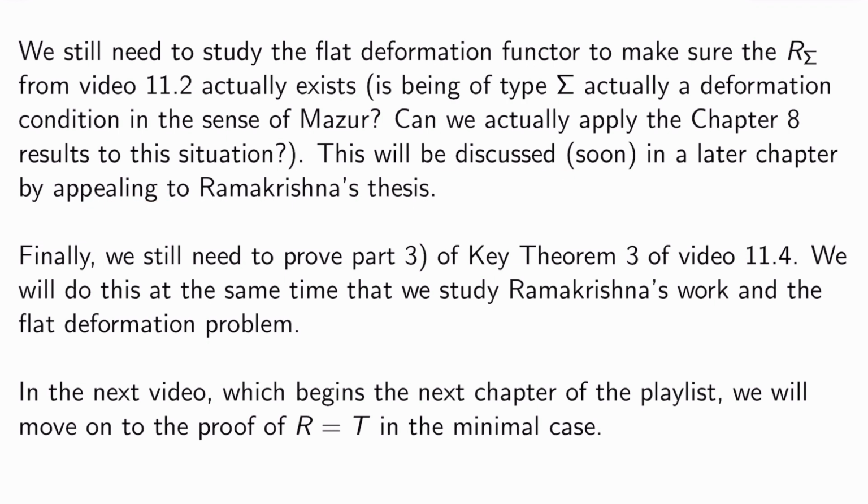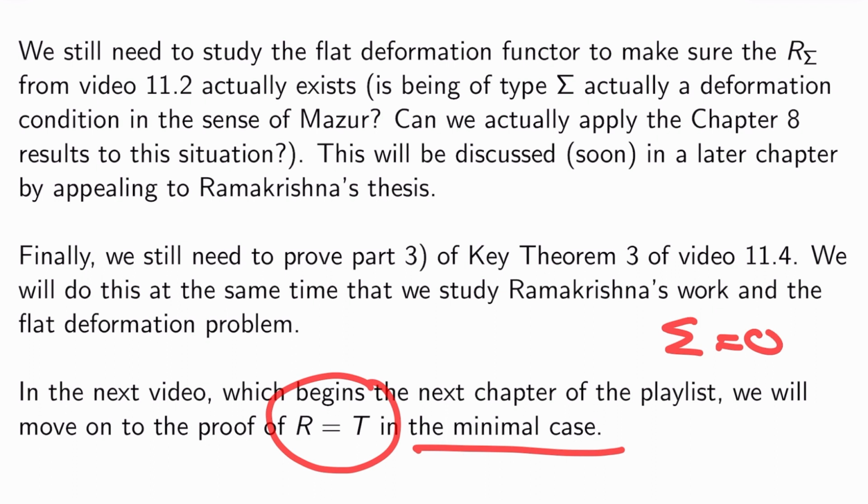This will be discussed soon in a later chapter, I think 2 chapters from now, by appealing to and studying Ramakrishna's thesis. Okay. Finally, we still need to prove part 3 of what we called key theorem 3 in video 11.4. And the reason we didn't do it in this chapter is because it turns out it's best to do it at the same time that we study Ramakrishna's work and the flat deformation problem. So we'll do these at the same time in 2 chapters. So what are we going to do next? Immediately, what's the next chapter? We're going to start the beginning of the proof of R equals T in the minimal case, which is the case where sigma is the empty set.